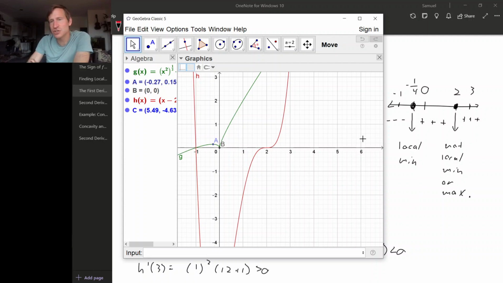So that's essentially what happens every time you have this sort of feature in a sign chart, where the derivative is positive and then 0 and then positive again. It's this sort of vaguely cubic looking kind of shape.